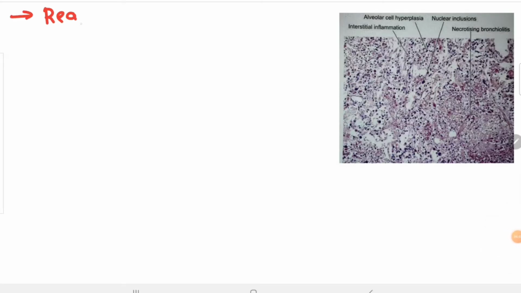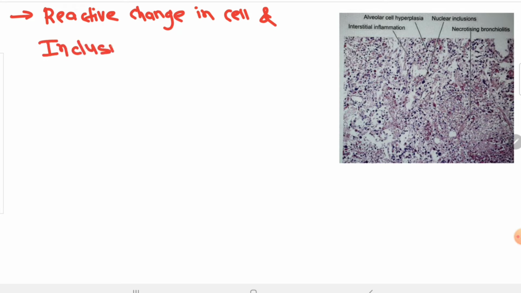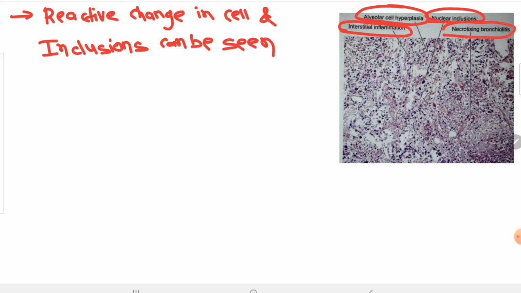Now, in viral pneumonia, there could be reactive changes in the cells. It can mimic malignancy. Reactive change can be seen, and sometimes inclusions also can be present. Atypia, high NC ratio like that of reactive change can be present. Hyperchromasia, right? All right. Now, see in this diagram, you can see interstitial inflammation, alveolar cell hyperplasia, nuclear inclusion, and necrotizing bronchiolitis, which can be observed in viral pneumonia.